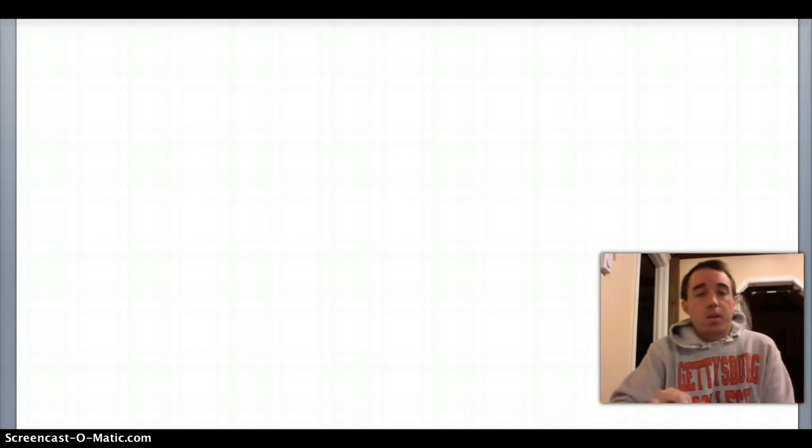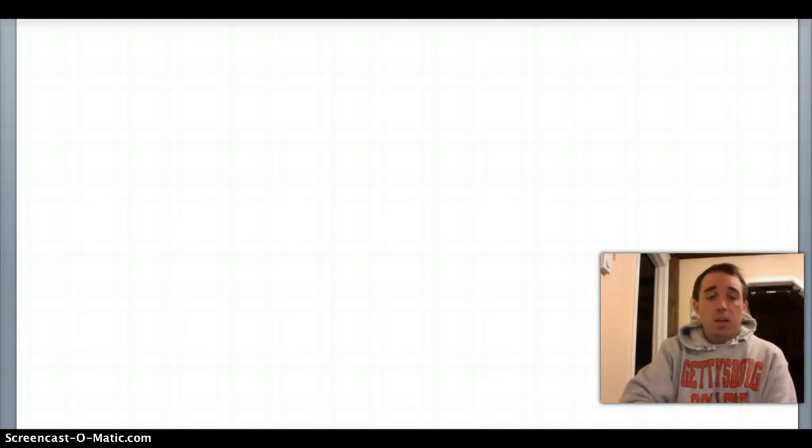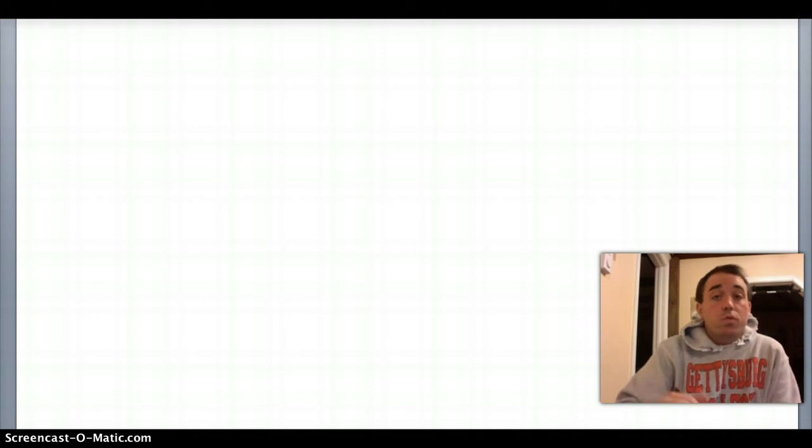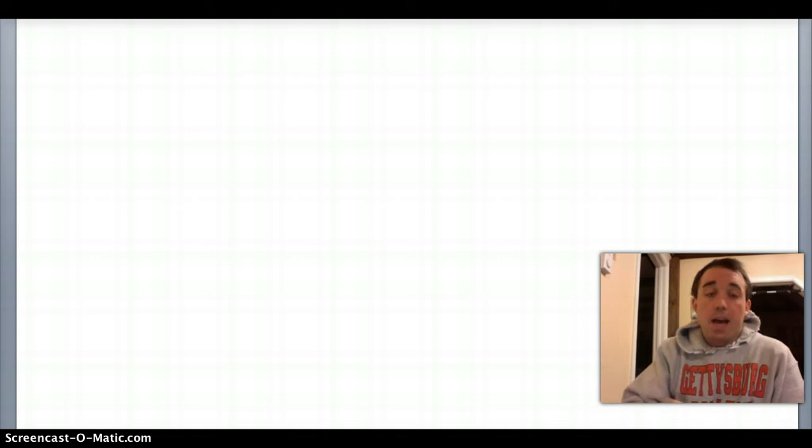Hey guys, just want to go through the centripetal forces worksheet, give you a little bit of extra help in case you need it. But I really suggest that you try to do this on your own first, and then use this only as a guide.